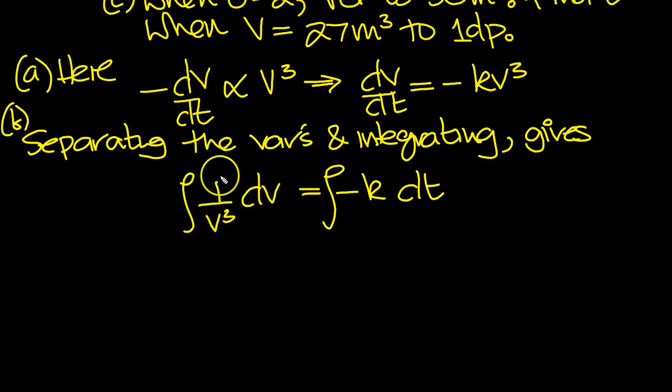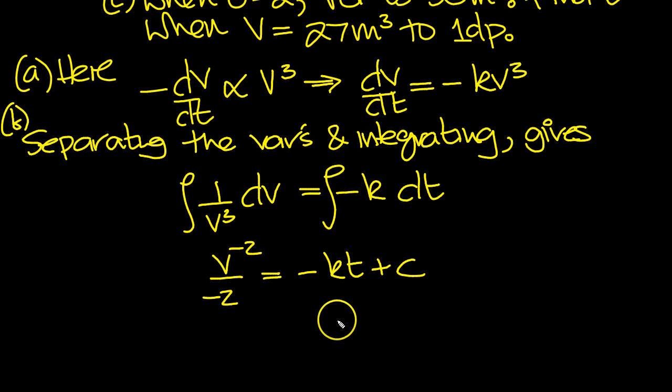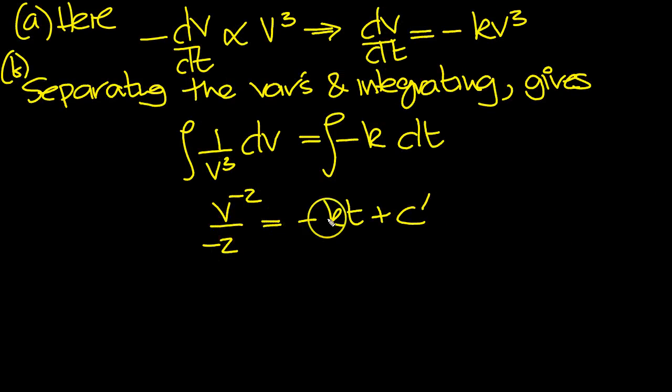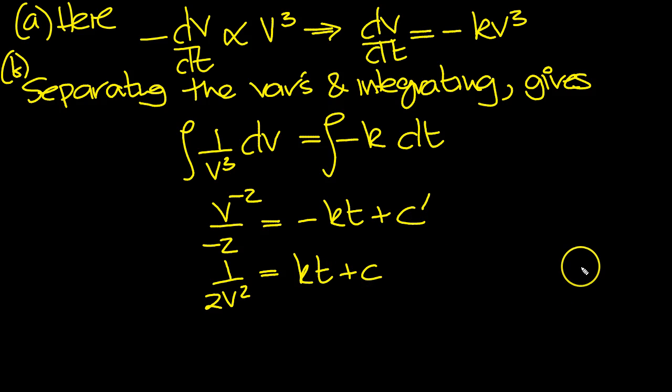This is V to the minus 3, so it integrates to V to the minus 2 over minus 2. This is a constant, so it integrates to minus constant times the time plus a constant of integration, which I'm going to call c dashed at the moment. The reason being is I'm going to run a minus through now, so this is 1 over V squared times 2, if I bring the V down, is equal to, and I've dropped the minus this side, and I drop the minus this side. And if I write c instead of c dashed.